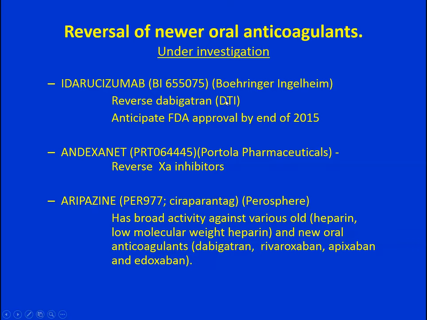The most hopeful is idarucizumab, which is a reversal agent for dabigatran, and it's anticipated that it may be approved by the end of this year. There are two other drugs. One that is thought to reverse Xa inhibitors, and the third, which is thought to have a broad antagonist activity, but these are not close to approval.